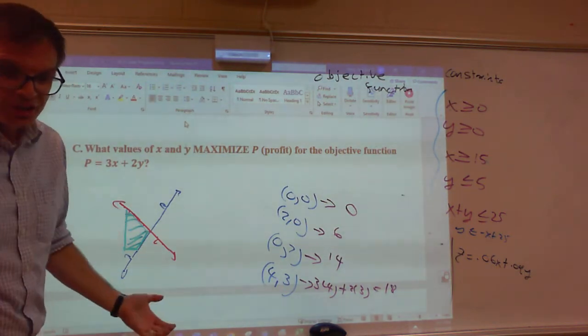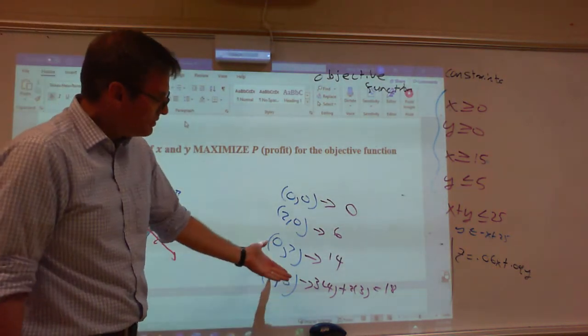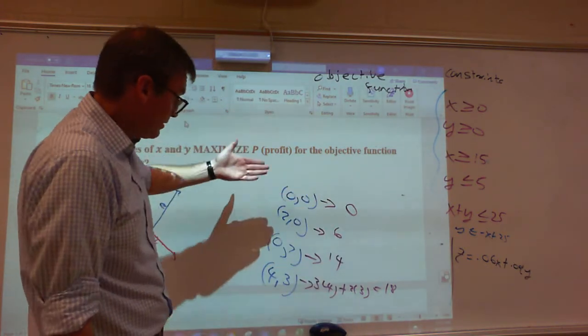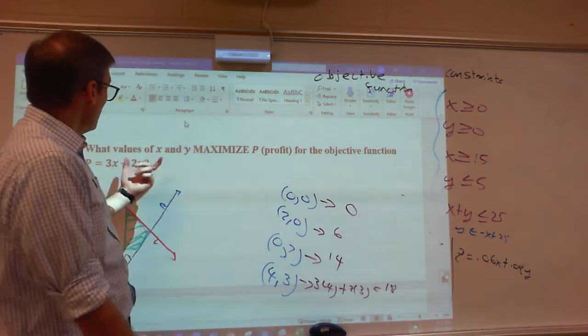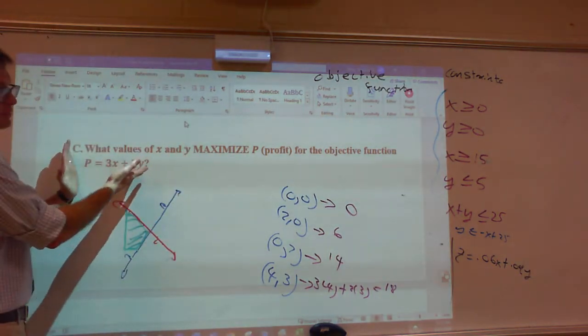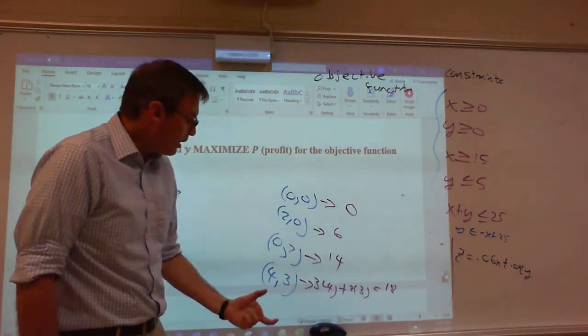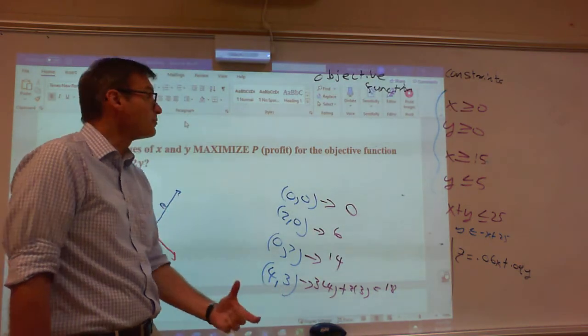And so my job is to find what maximizes, what's my biggest number? My biggest number is 18. So if I wanted to maximize P, the maximum of P is 18. What causes that is (4, 3).